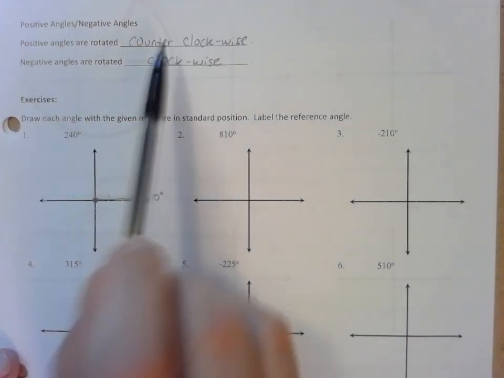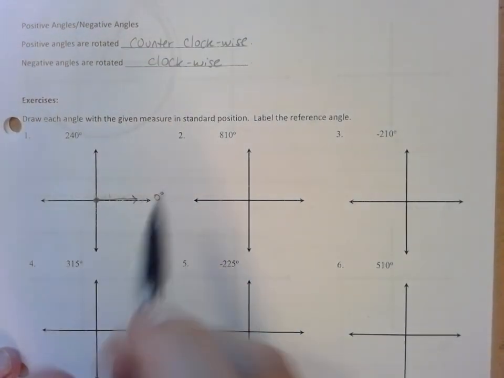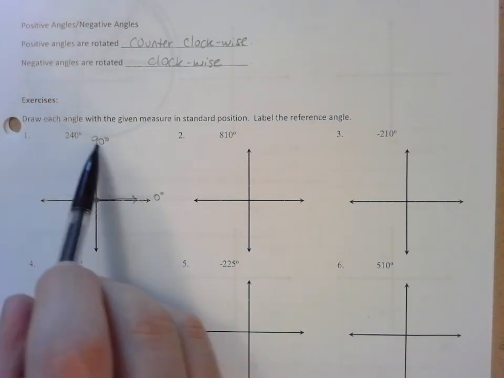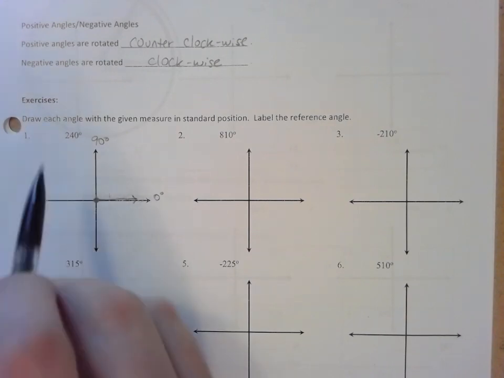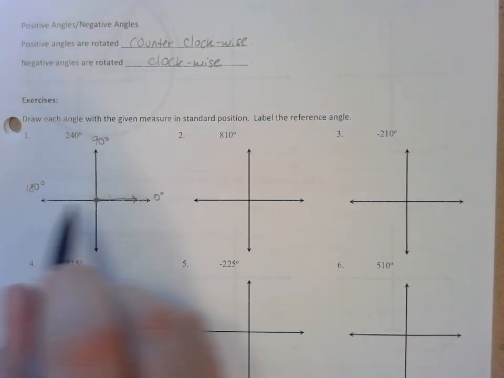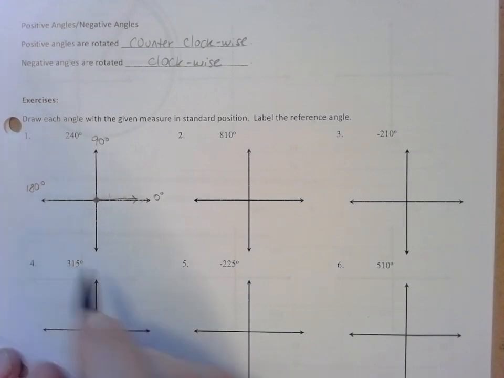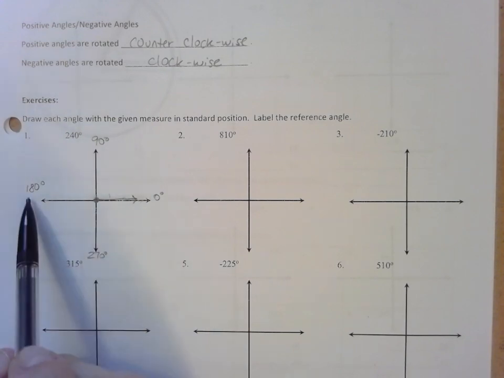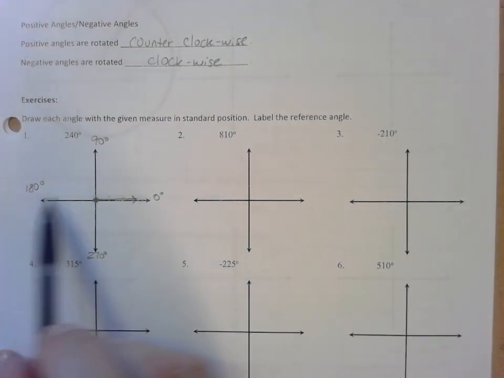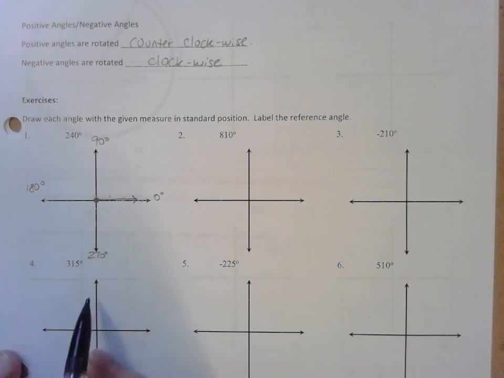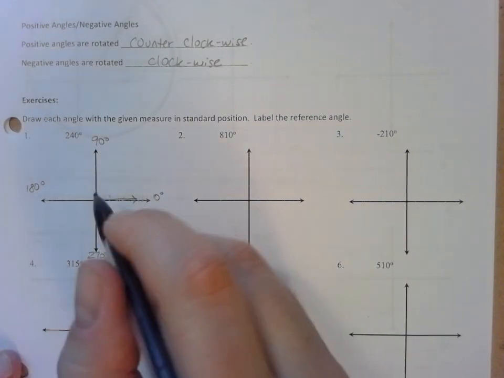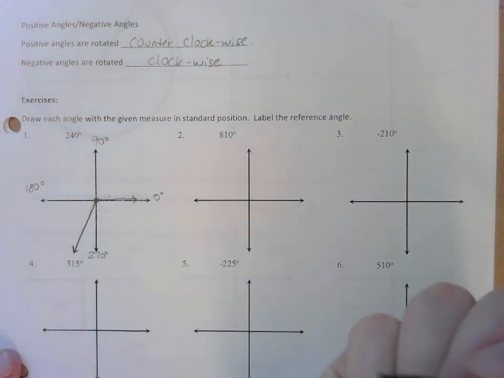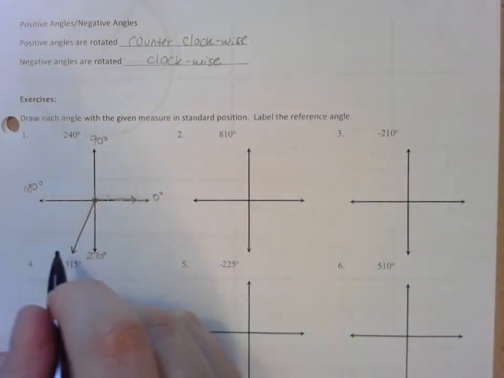Positive angles are rotated counterclockwise, so I'm going to go in this direction. 90 degrees is exactly north of the origin. To the left of the origin, or west of the origin, would be 180. 270 would be south. Okay, so now 240, I know it lies somewhere between 180 and 270. Closer to which one? 240 would be closer to 270. So I'm just going to guess at where that would be and call this 240 degrees.